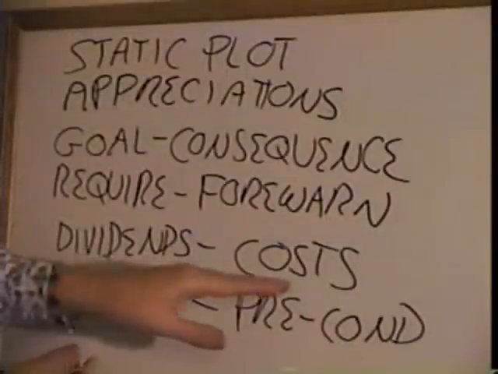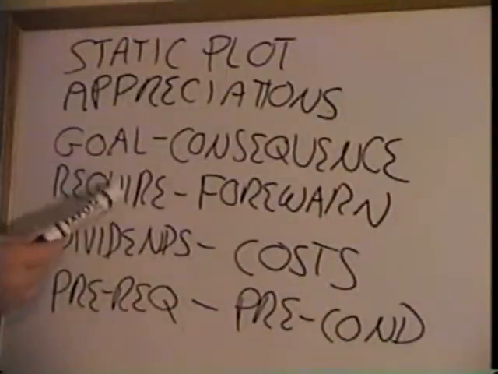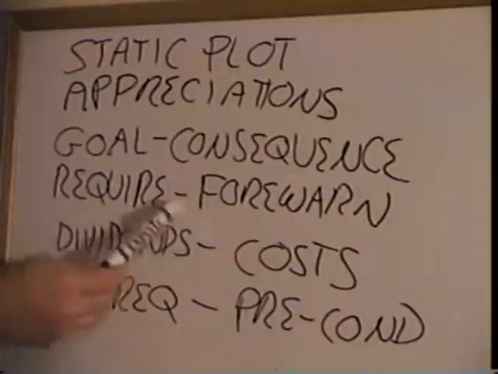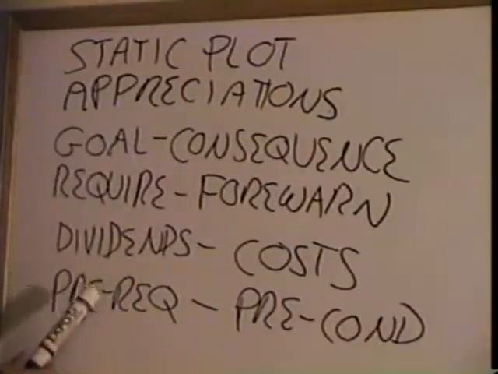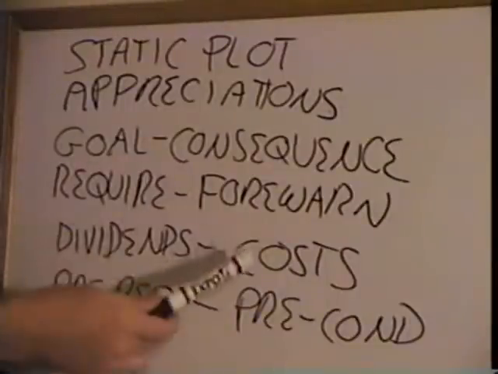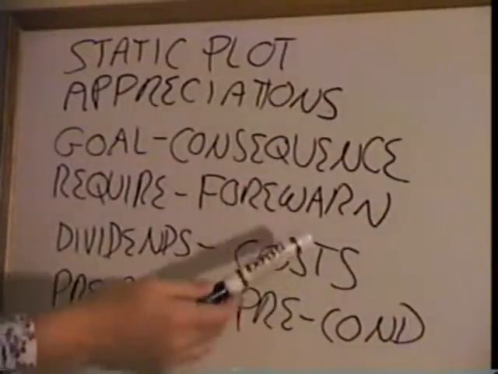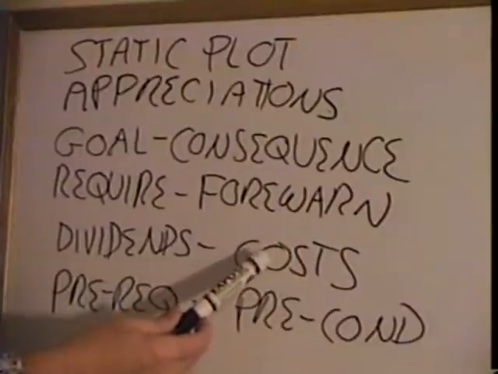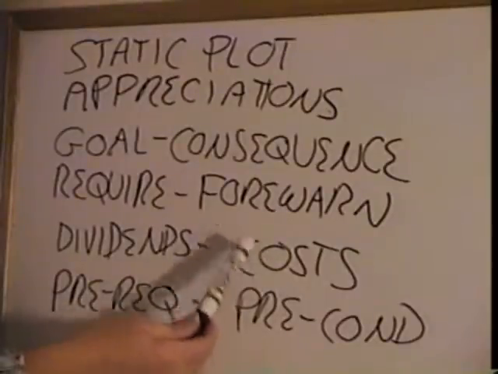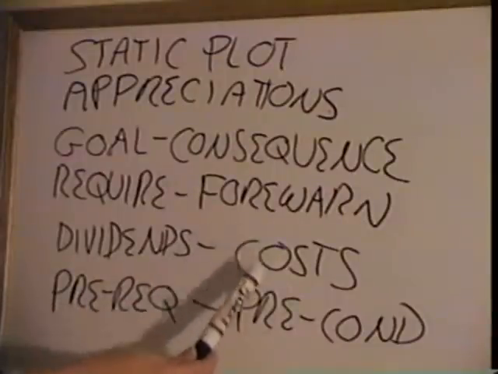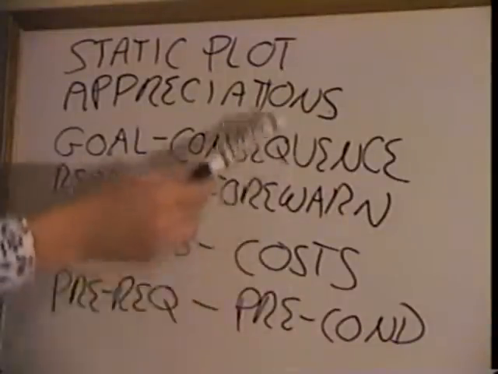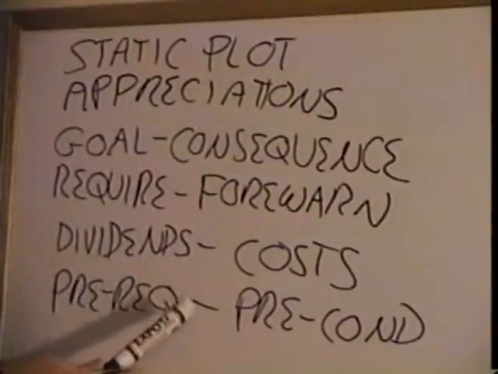All right, dividends and costs. While you're trying to meet these requirements, there are certain dividends that you achieve along the way. Similarly, as the forewarnings occur, there are certain costs that are imbued on the effort to achieve the goal, that the characters must suffer along the way as the forewarnings occur that indicate the consequences nearby.